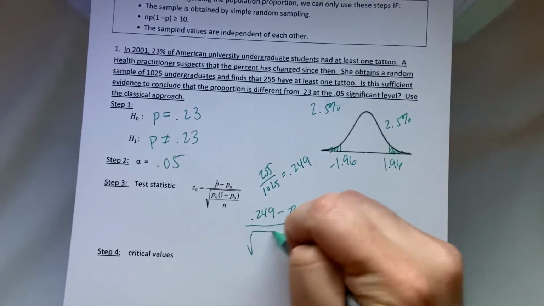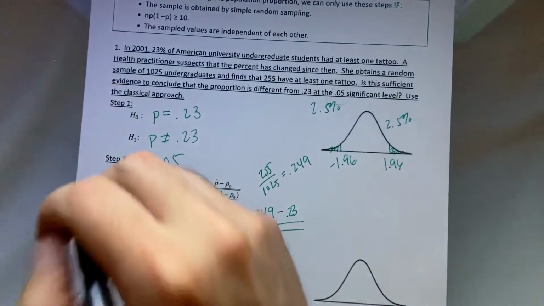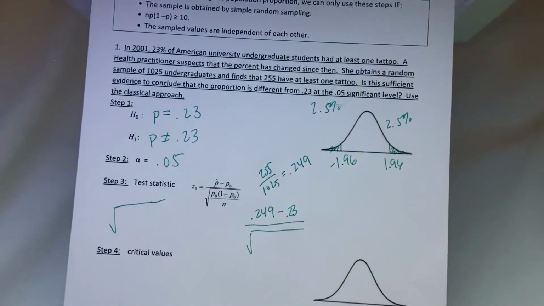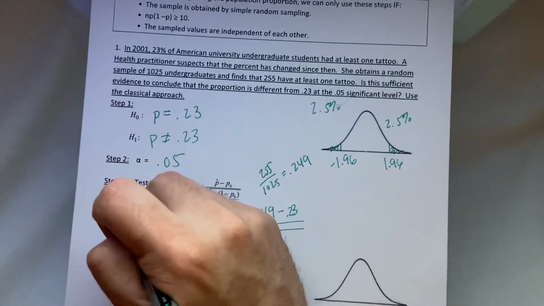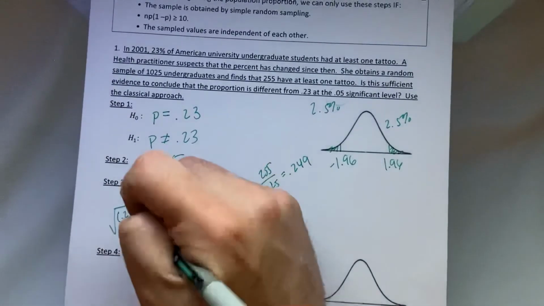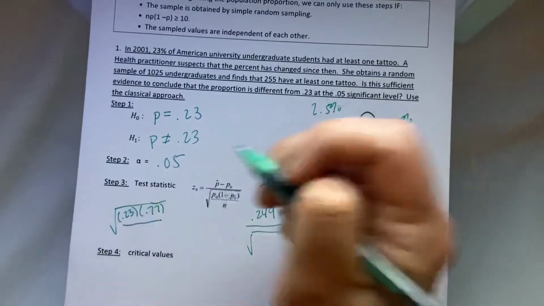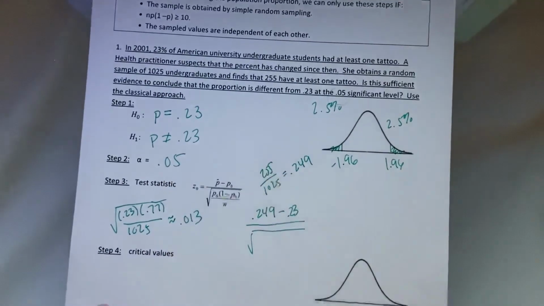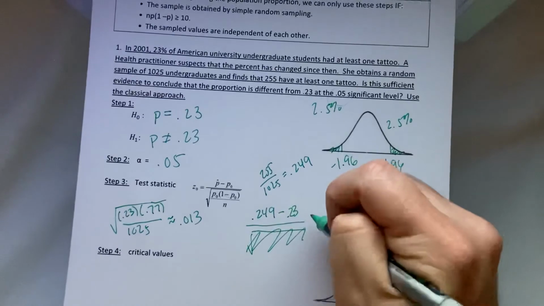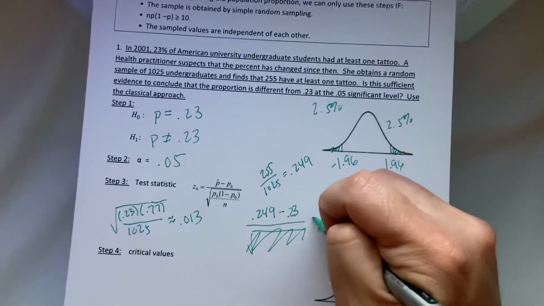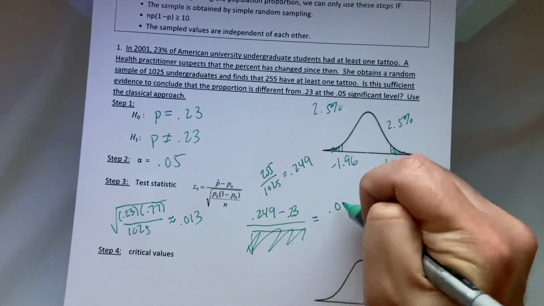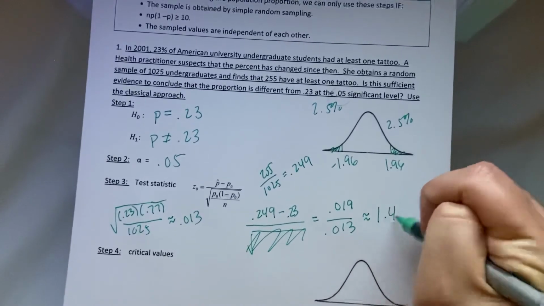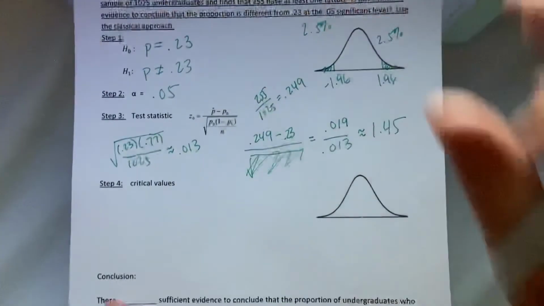over the square root. This is our standard deviation. So I'm going to calculate my standard deviation over here instead of putting it all in one equation. This makes it harder to make sure you get the right answer. That'd be 0.23 times 1 minus 0.23, so that's 0.77, all over however many people we sampled, 1,025. This is approximately 0.013 in the calculator. So this whole thing, 0.249 minus 0.23, which is 0.019, is divided by 0.013. It's approximately 1.45.